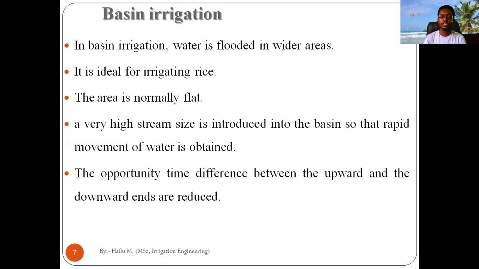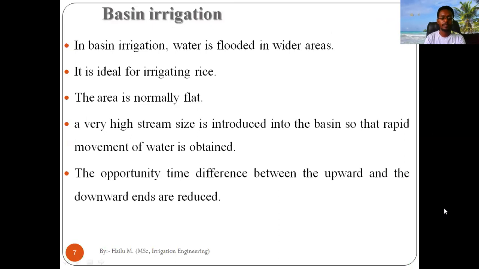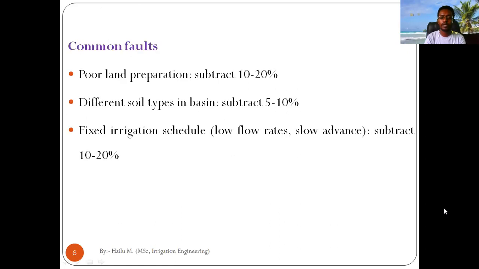In basin irrigation, water is flooded over wider areas. It is ideal for irrigating rice. The area is normally flat. A very high stream size is introduced into the basin so that rapid movement of water is obtained in this irrigation method. The opportunity time difference between the upward and the downward ends is limited.